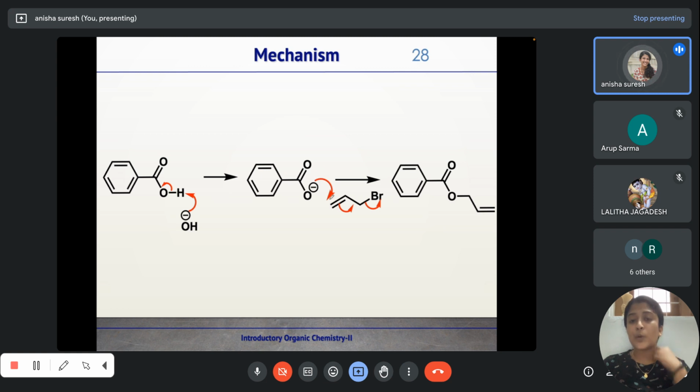So that will add on to this allylic bromide. So this double bond will shift in this direction and this bromine will be removed. It will result in the formation of this ester moiety. Mechanism is clear?